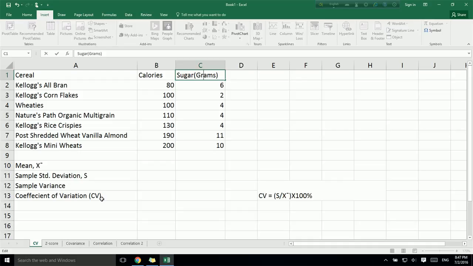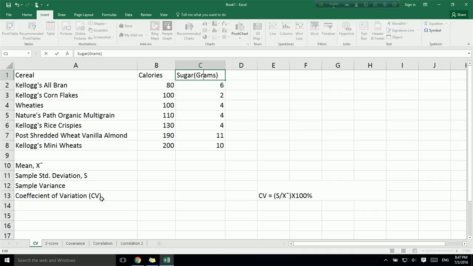First of all, let me start by saying that coefficient of variation is a relative measure of variation that's expressed as a percentage. Unlike the other measures of variation such as standard deviation and variance, coefficient of variation measures the dispersion in the data relative to the mean.